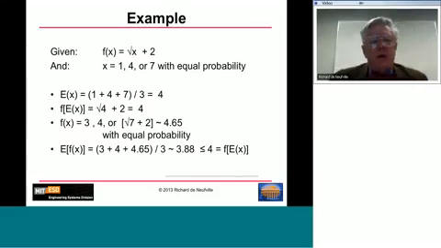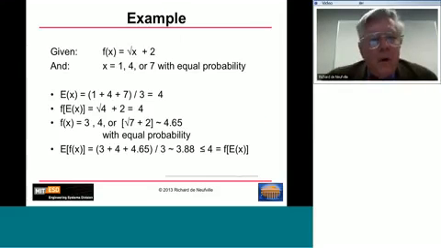Here it is in mathematics. Let's suppose we have some way to evaluate the system where the evaluation, f of x, is equal to the square root of x plus 2. Very simple, trivial situation. And let's suppose that x could have three different states: 1, 4, or 7, with equal probability. So the average value of x is 1 plus 4 plus 7 divided by 3, which is equal to 4.